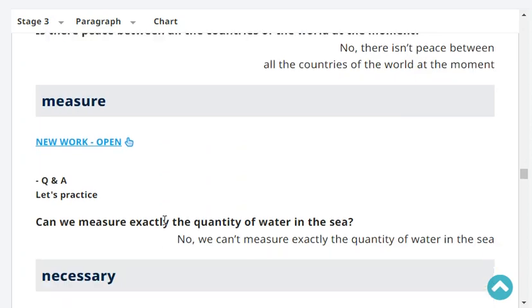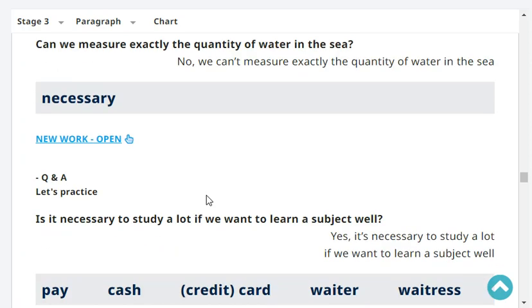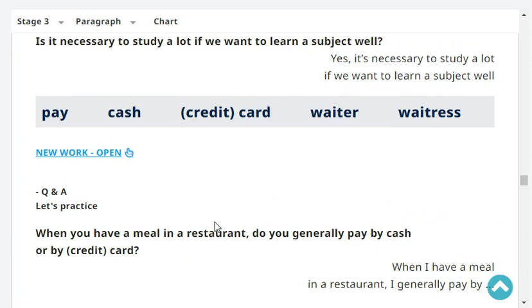Can we measure exactly the quantity of water in the sea? No, we can't measure exactly the quantity of water in the sea. Very good. Okay. Is it necessary to study a lot if we want to learn a subject well? Yes, it's necessary to study a lot if we want to learn a subject well. Very good.